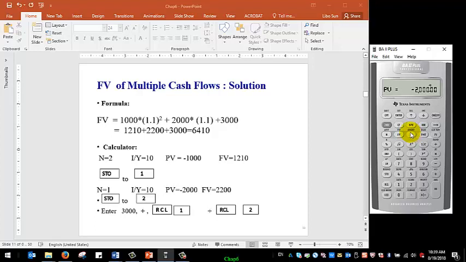Then I'm going to compute FV, right? Again, I'm going to store into another key, store into 2. So we're going to add now 3,000 itself, the 30-year cash flow, the result from the first calculation and the second calculation. So I'm going to add 3,000 plus recall result from 1, then add recall result from 2. The total is $6,410.